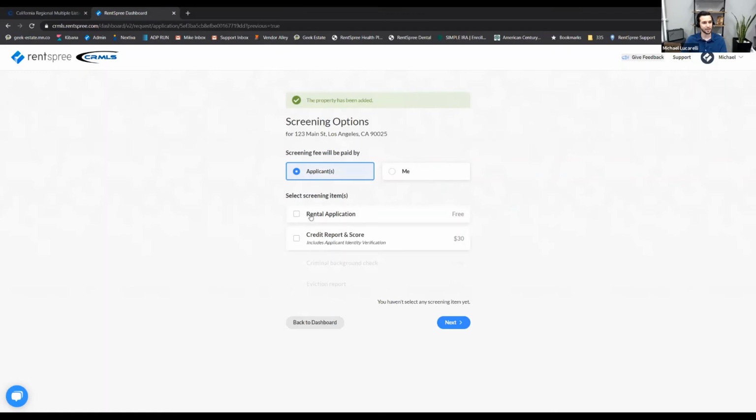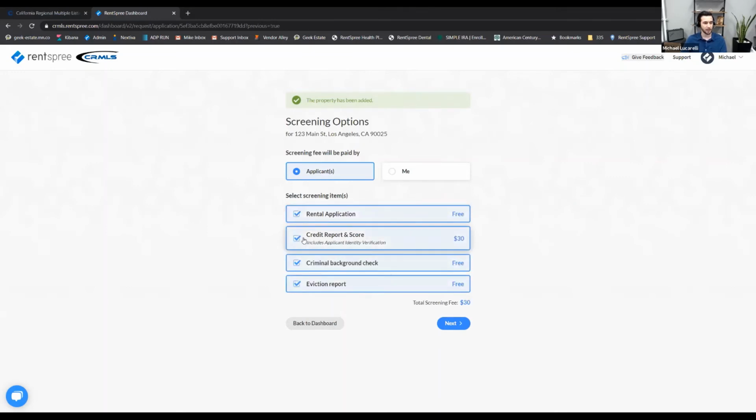Once I've selected applicant, from there, I select which screening reports I'd like to receive back. So there's a rental application, credit report and score, criminal background check, and eviction report. And you'll notice that these are fully a la carte, so you can select and deselect them as you please. And what you'll also notice as well is that anytime you get screening reports, it automatically includes an applicant identity verification process. So you'll be able to get that included with any of the screening reports that you receive back.